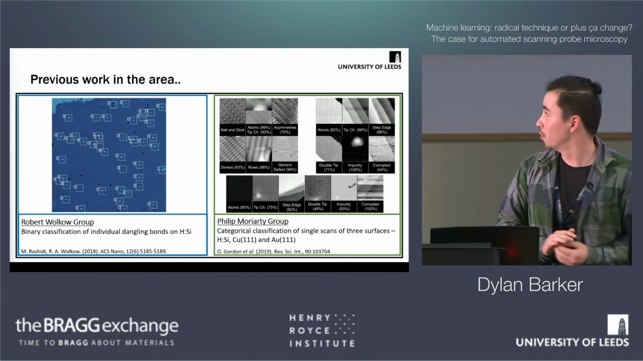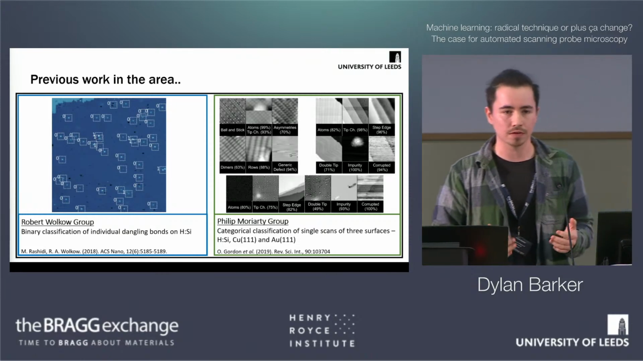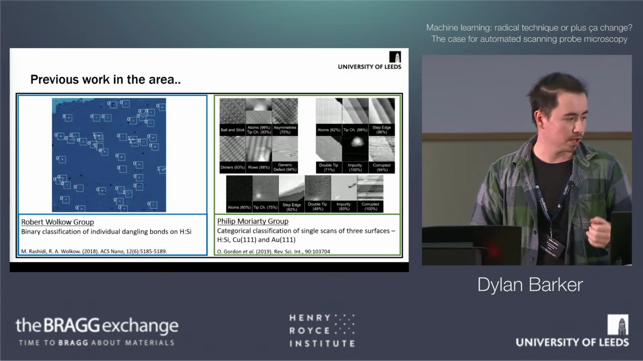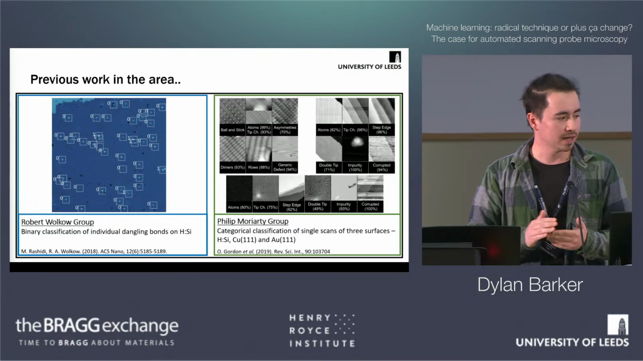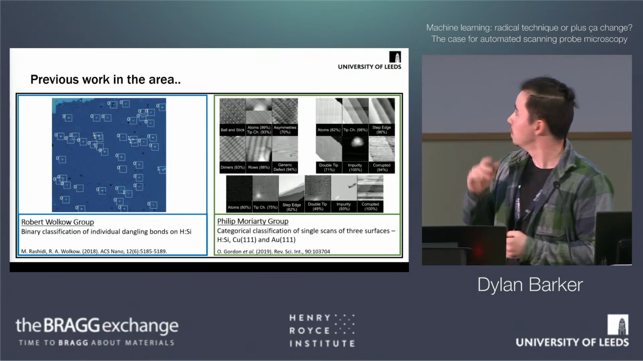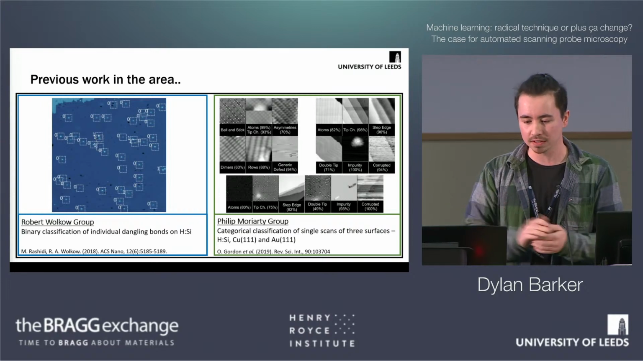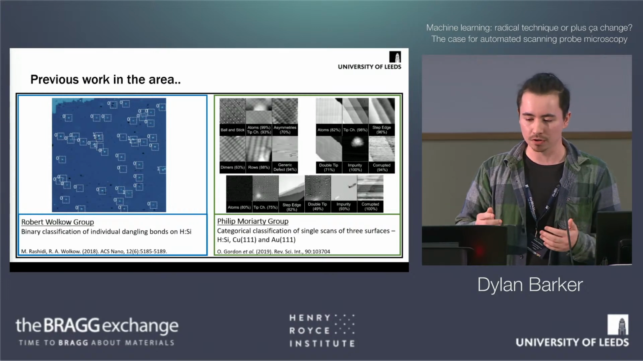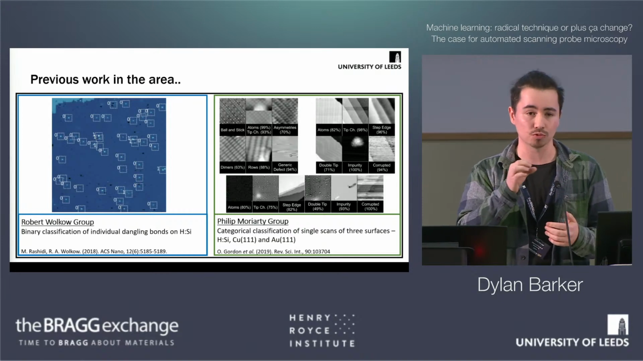So I'll go through a couple of previous examples of this kind of image classification in use in SPM. The first one, on the left, is from the Wolkow group. And essentially what they're trying to do is classify a single STM image like this with either a good or a bad tip. I don't know if you can see very well, but in these small squares, you've got these small defects, which are just bright spots.